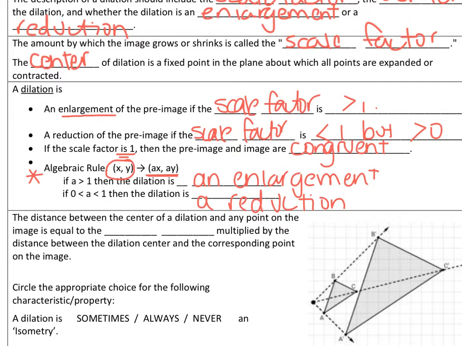So the distance between the center of dilation and any point on the image is equal to the scale factor multiplied by the distance between the dilation center and the corresponding point of the preimage. So if we're looking at the distance from the center of dilation to B, if this has, I believe, a scale factor of 3, if this distance here is 3, then this distance, from here to here, has to be 9 if we have a scale factor of 3.